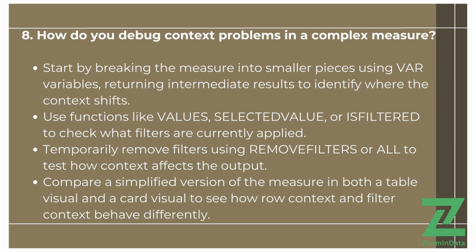Start by breaking the measure into smaller pieces using VAR variables, returning intermediate results to identify where the context shifts. Use functions like VALUES, SELECTEDVALUE, or ISFILTERED to check what filters are currently applied. Temporarily remove filters using REMOVEFILTERS or ALL to test how context affects the output. Compare a simplified version of the measure in both a table visual and a card visual to see how row context and filter context behave differently.